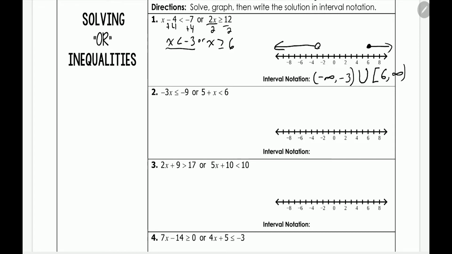All right. That's the first one. So basically we're doing two separate problems all in one. It's the same thing that we did last week, or earlier in the week. So if you have any questions, please let me know.